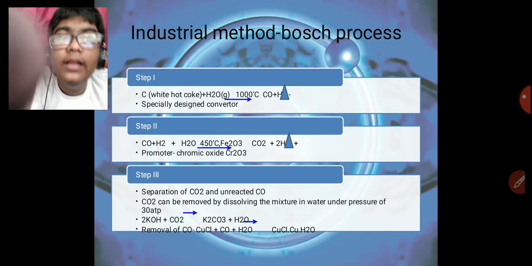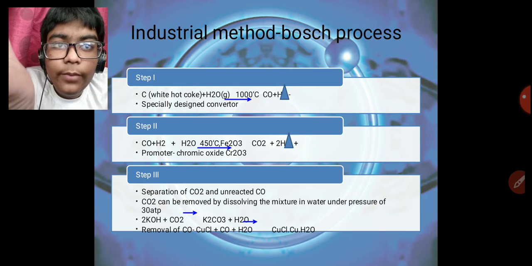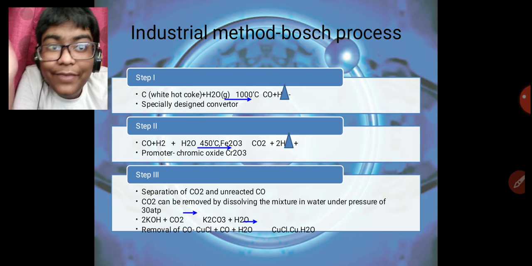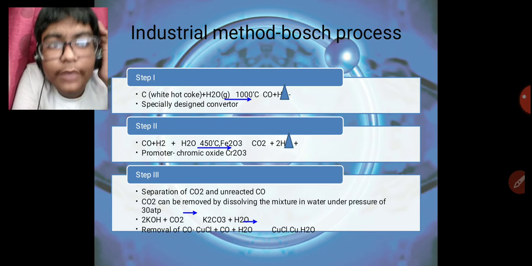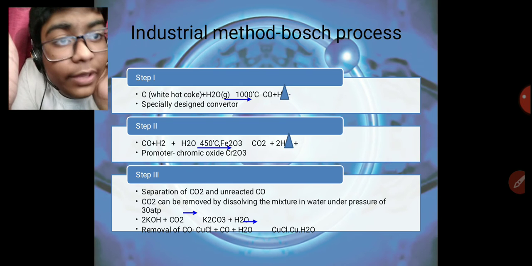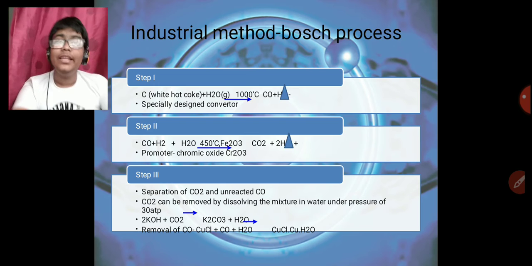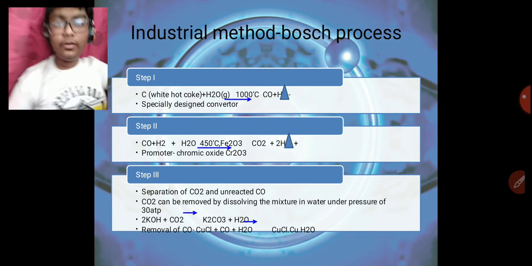Step 2 is when this carbon monoxide and hydrogen is reacted with water at 450 degrees Celsius with the catalyst Fe2O3 and promoter chromic oxide, which will give you carbon dioxide and hydrogen. Step 3 is the separation of this carbon dioxide and carbon monoxide.